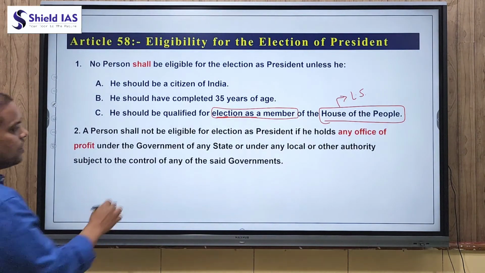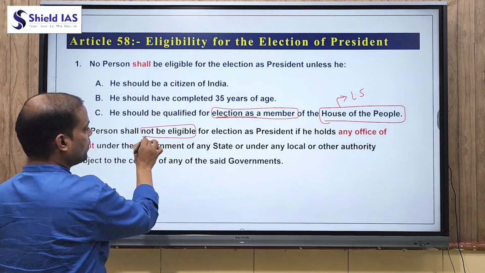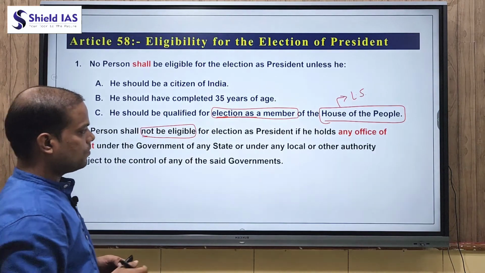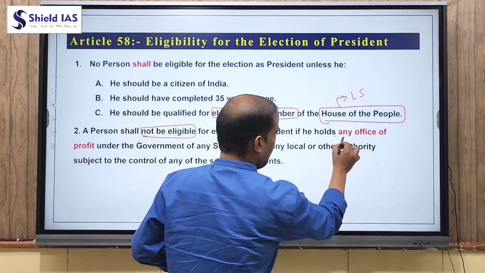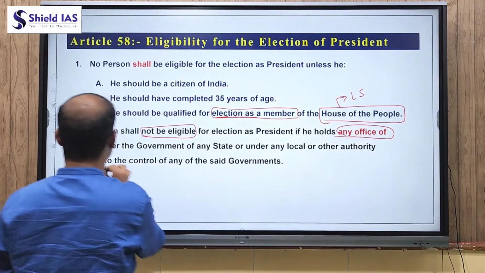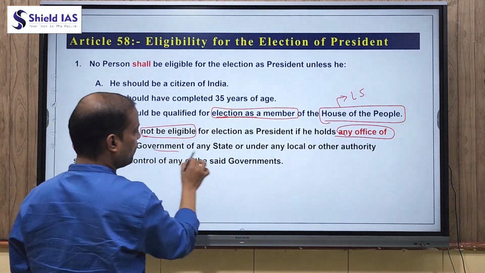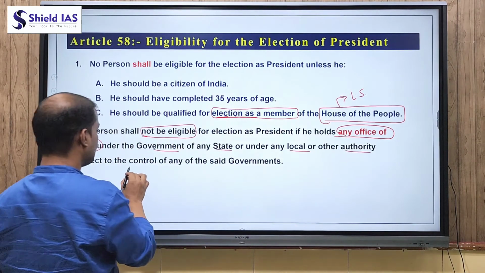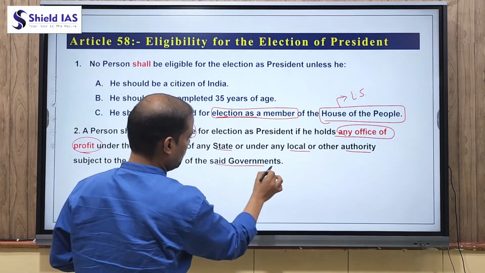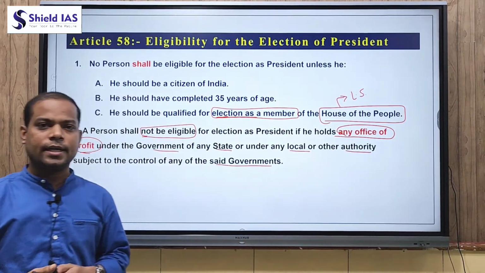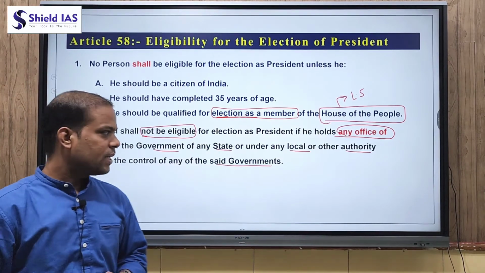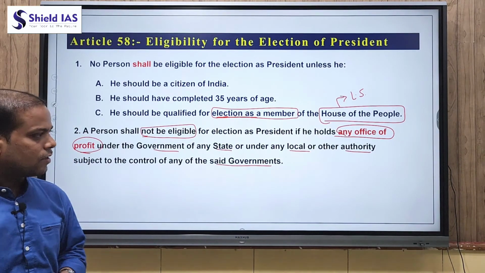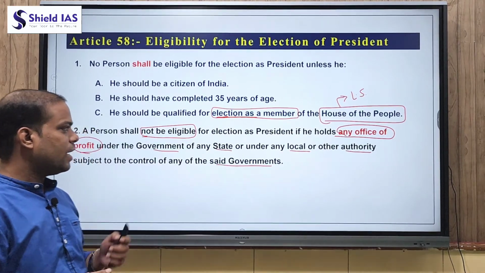And who is not eligible for the election of the President of India? He should not hold any office of profit under the government of any state, or under any local or other authority subject to the control of any state government. If any person is already working in the government, whether state or center, he is not eligible for the election of the President.